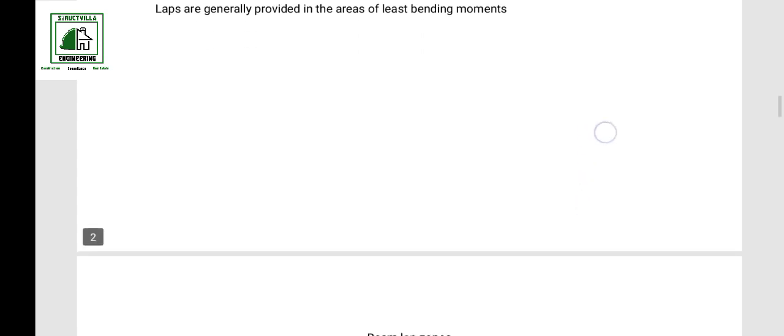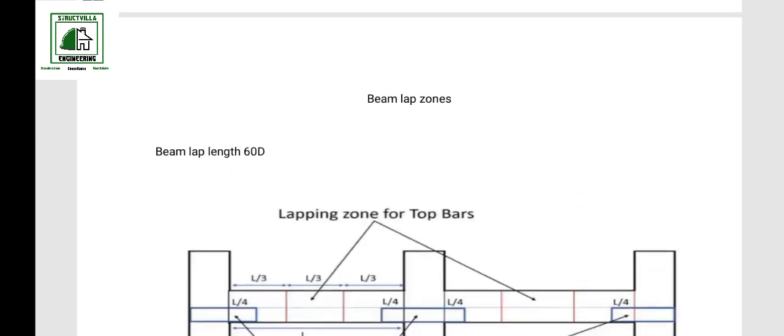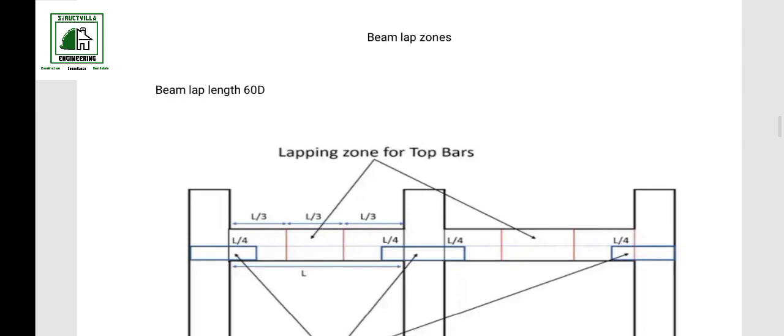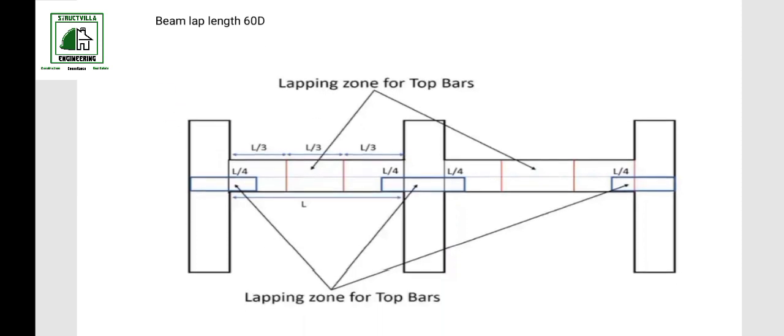Further, we're going to be moving on to beam lap zones, right? Where are the zones in a beam that we should lap? We're going to be considering a continuous beam with two spans. Like I said earlier, the beam lap length is 60 times the diameter of the reinforcement bar. In a beam, we have two major zones: the compression side and the tensile side. The tensile side of the beam is at the bottom and the compression side is on top.